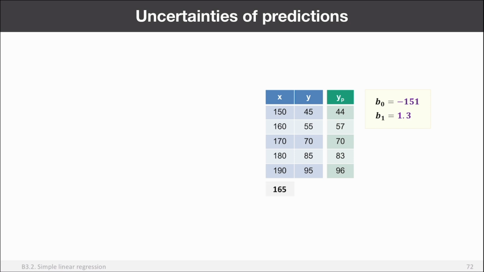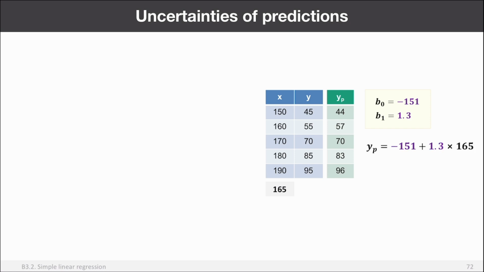Now imagine that we have a new person in this data. So this is not a part of our training set. And this person has 165 centimeters height. So we would like to use our model to predict the weight of this person. Well, we can do it easily, right?